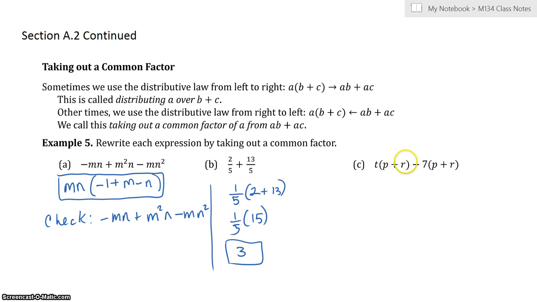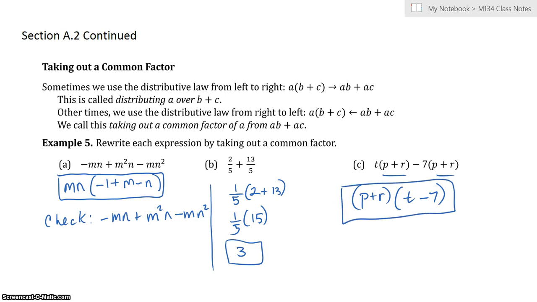Finally, sometimes there's more than one common factor. Notice how this is common. So we're going to do the same thing. We put the P plus R on the left, and what's left over when you divide by P plus R, you have a T here, and the second term, you have a -7. And that would be the answer.